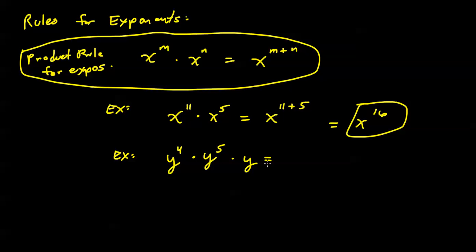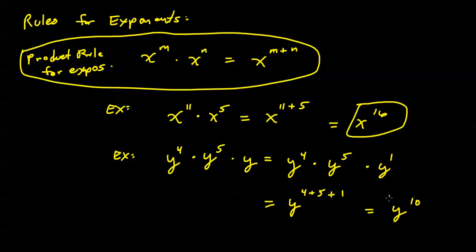Another example, if I've got y to the 4th power times y to the 5th power times y, well, don't forget, when there is no exponent explicitly stated, we assume an exponent of 1. Let me write that out. So this is really equivalent to y to the 4th times y to the 5th times y to the 1st power. Y to the 1st power means 1 factor of y. And of course, to simplify this expression, I'll just add those exponents at the exponent level, and 5 plus 4 plus 1 is, of course, y to the 10th power. So a simplification there.